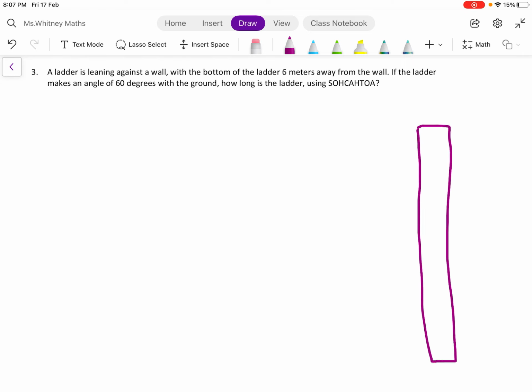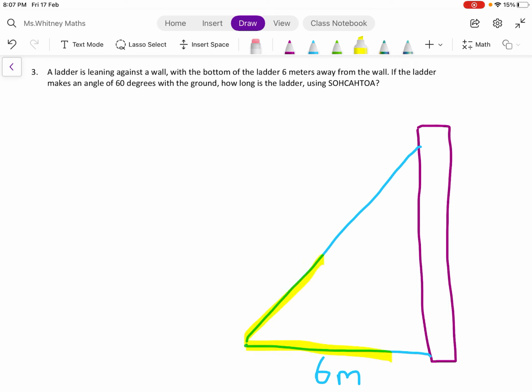You also know that you have a ladder. Now every ladder is going to be at a slant. It's going to be like this. Okay? It doesn't matter, it's not at the top of the wall. Now we know the bottom of the ladder is 6 meters away from the wall. So 6 meters along the bottom. We know also that with the ground, the ladder makes an angle of 60 degrees.